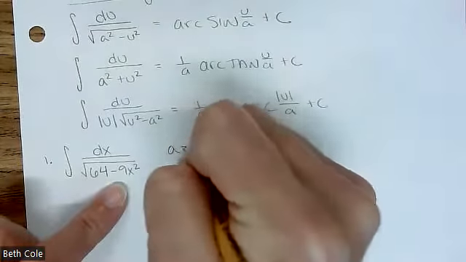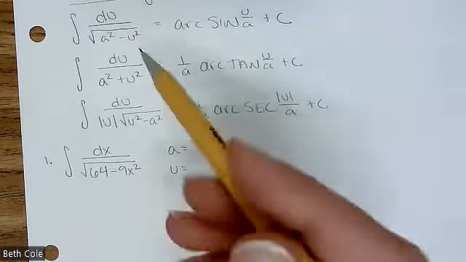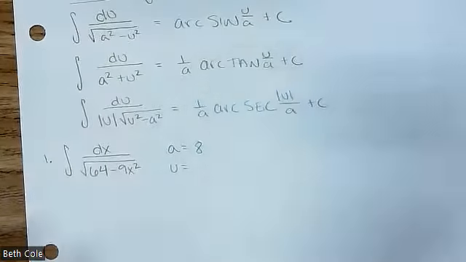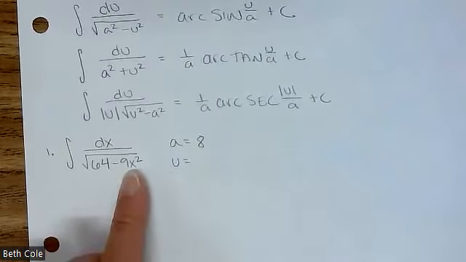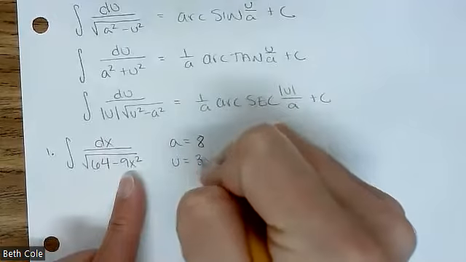So we're going to decide what a is and what u is. a is a value. u is a variable. So a is going to just be a number. u is going to take the place of the variable. Now be aware there's all these squareds in there. So a is not 64. a is actually 8. Good. And then u is not 9x squared. It would just be what? It would be 3x. Good.